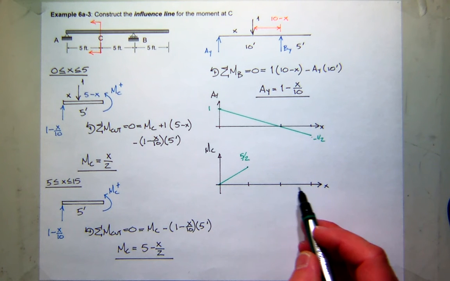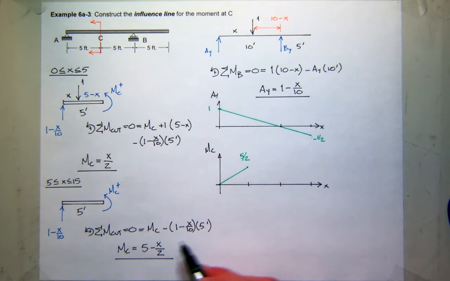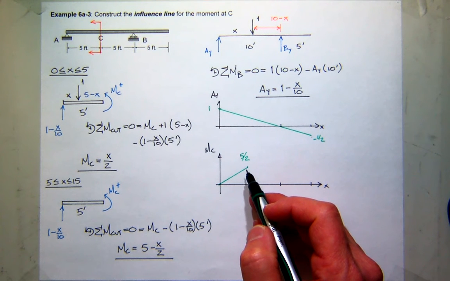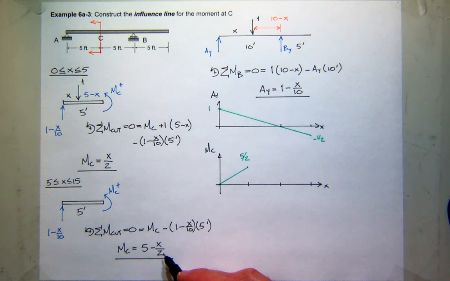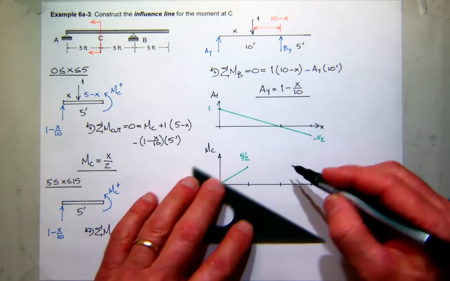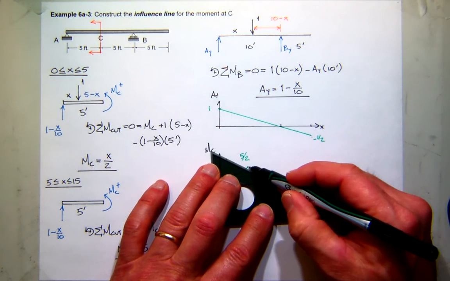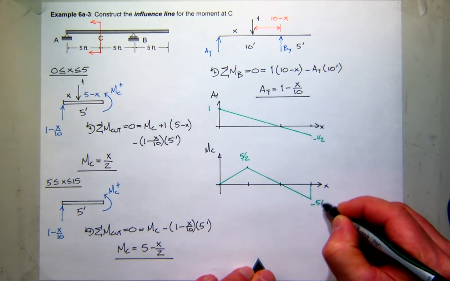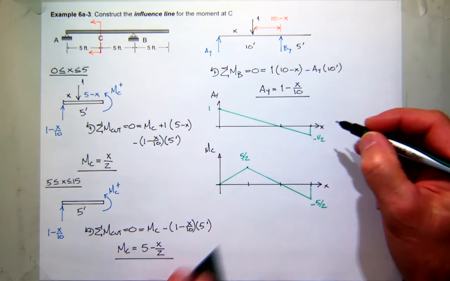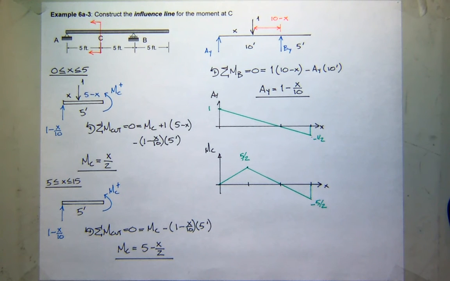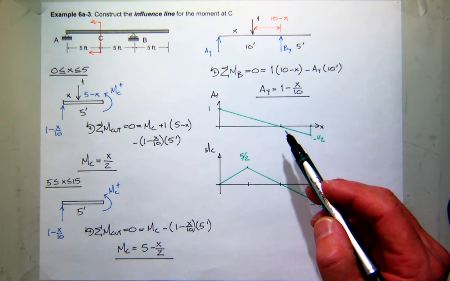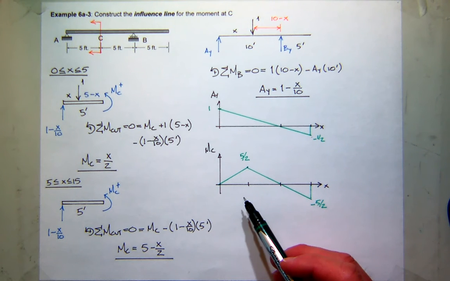Now from 5 to 15, I have to use this equation. So when I put in x equals 5, what do I get? 5 over 2. So it matches. What's this value when x is equal to 10? 0. And what's the value when x is equal to 15? Minus 5 over 2. Guys see that? So the moment diagram does not have a discontinuous jump like the shear diagram from a couple problems ago did.